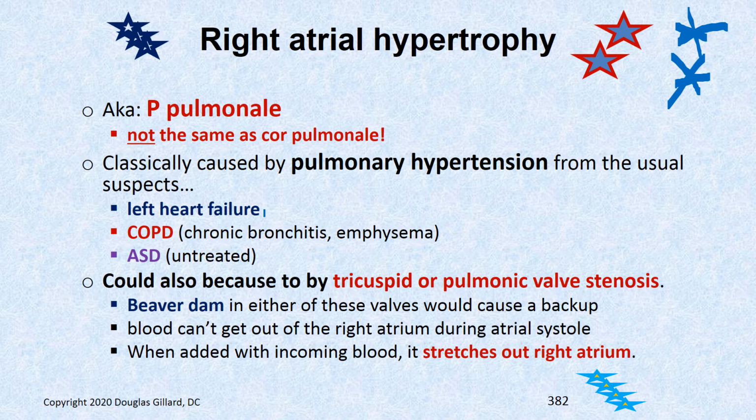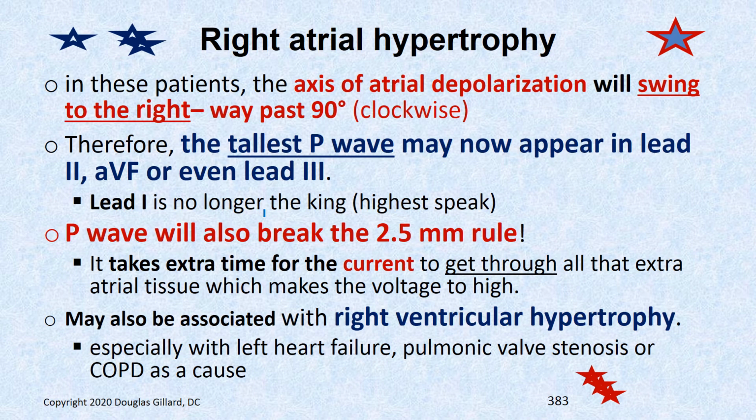Some other causes, it could be a tricuspid stenosis or pulmonic valve stenosis. Those can both act as beaver dams, right? In these patients with right atrial hypertrophy, the mean electrical axis, the MEA of the atria, swings way to the right, past 90 degrees.